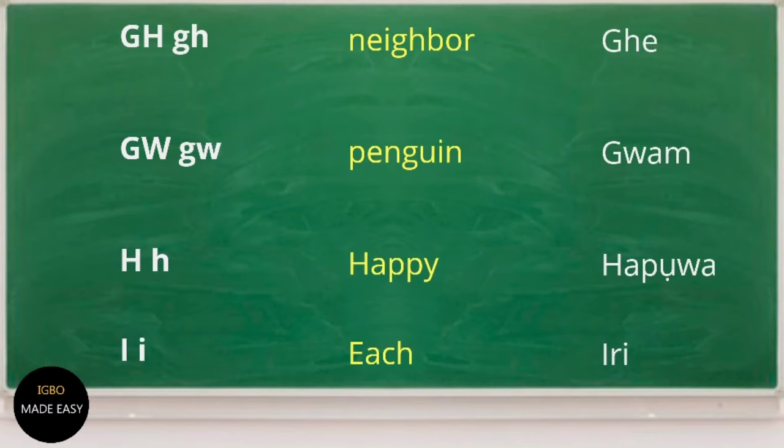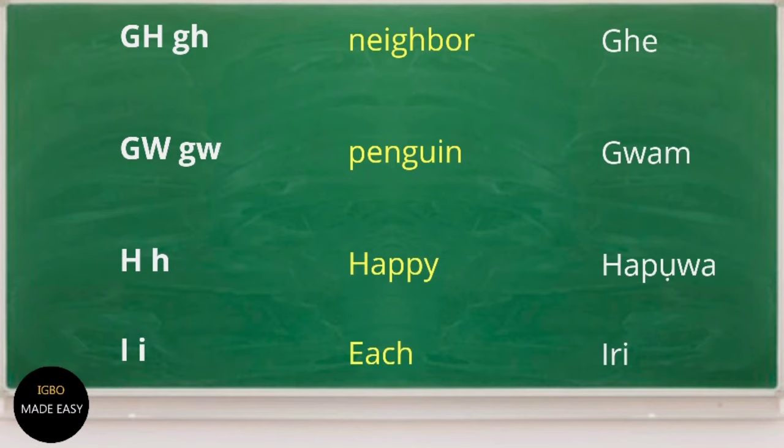Now here we have I, gui, he, and I. I is like the GH in neighbor. I, neighbor. And the example I have here is ye. Ye is fry. Now the I sound is not exactly very popular in English. You don't have many of such sounds in English. I just happen to come across this. And neighbor sounds very, very close. Not exactly, but very close. So remove the A in ye, and you have eh, you know.